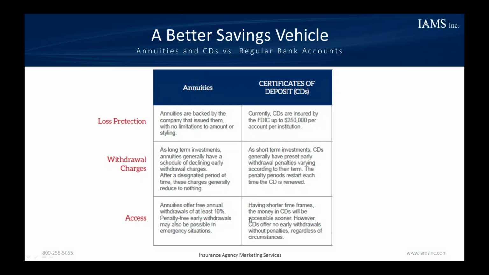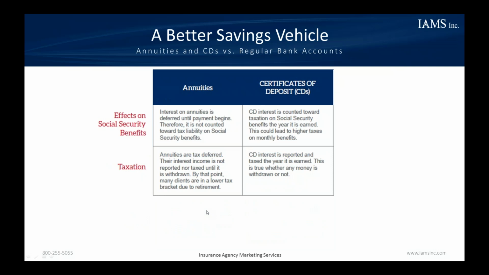We talk about access. This is where I was going. CDs, again, don't really have access other than they can be designed for very short term and taken out. Annuities usually offer a 10% or an interest-free penalty withdrawal feature.